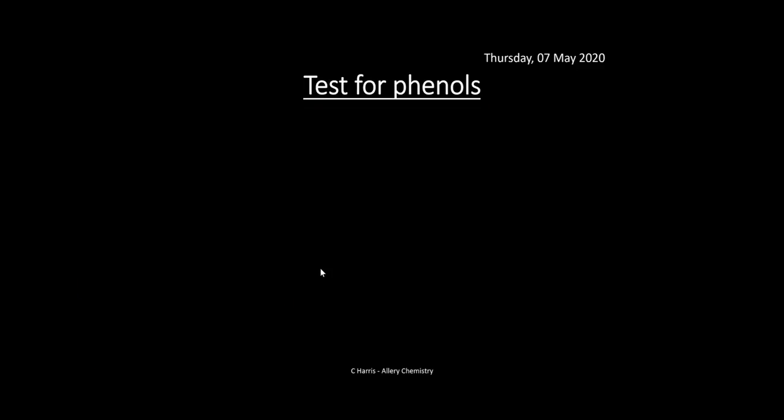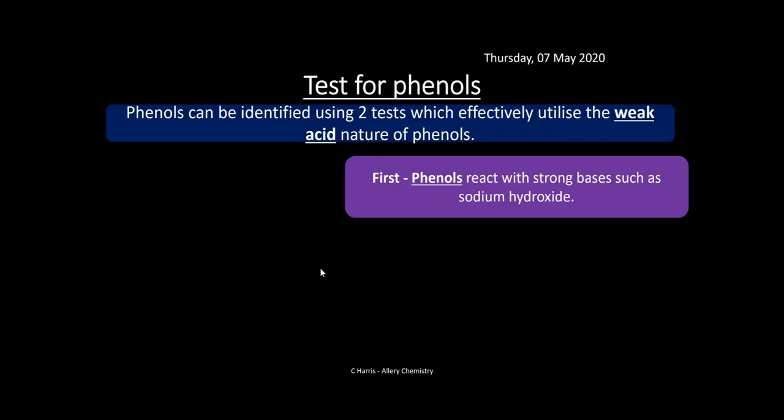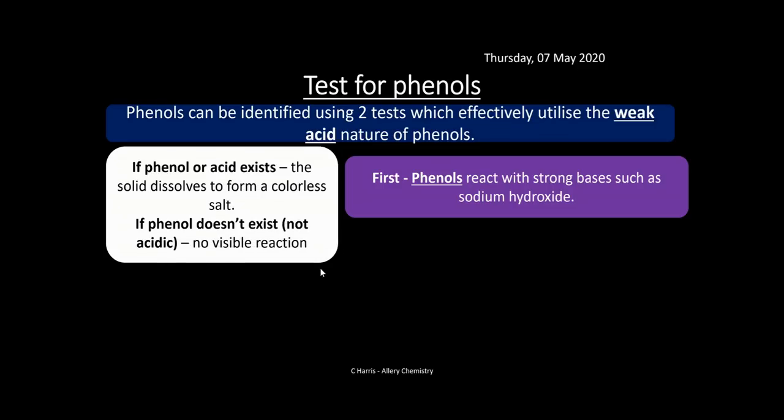Okay, so how do we test for phenols? Phenols can be identified using two tests, which effectively utilise that weak acid nature of phenols. Remember, a phenol is classed as a weak acid because it can dissociate slightly and produce that H+ ion. So first, phenols react with strong bases such as sodium hydroxide because they're an acid. So if a phenol or acid exists, now this is the downside because it could be any acid, the solid dissolves to form a colourless salt.